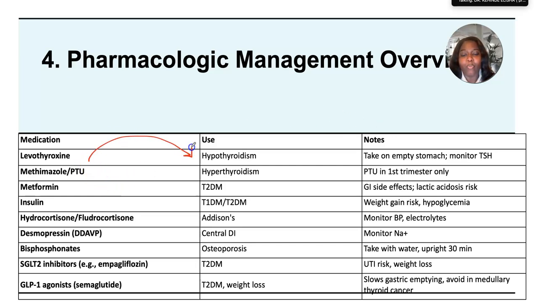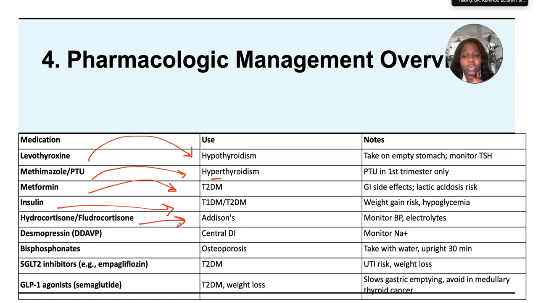Levothyroxine, what is it used for? Hypothyroidism. This slide right here, you want to spend time on it if you struggle with pharmacology. Methimazole or PTU, hyperthyroidism. Metformin, type 2 diabetes mellitus. Insulin, type 1, or type 2. Some type 2 can get that bad that we need insulin as well. But for the most part, we don't do insulin for type 2. We do metformin, we do oral medication. Hydrocortisone or fludrocortisone, that's Addison's disease.